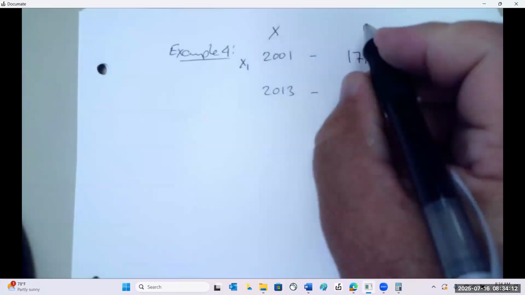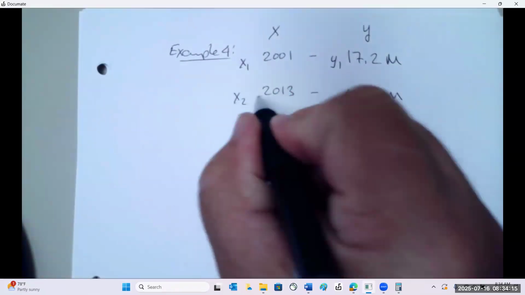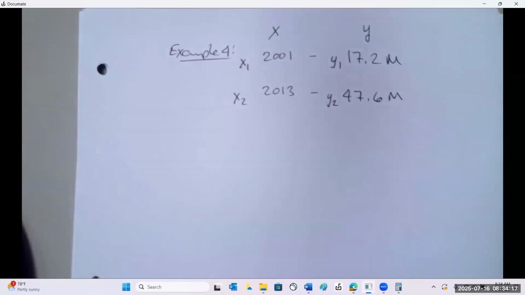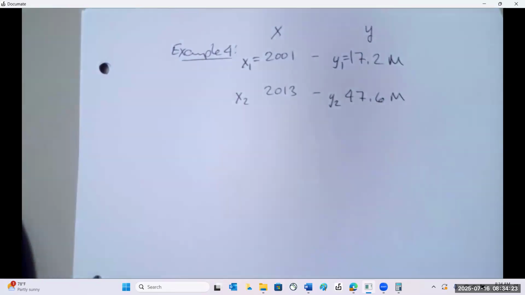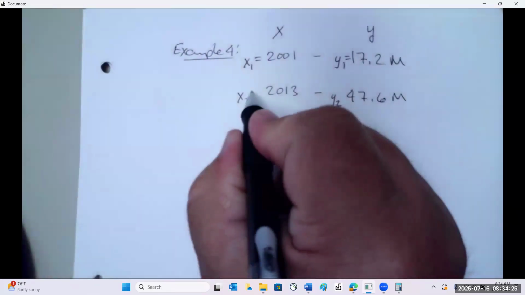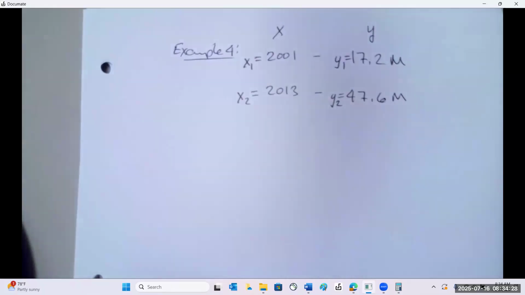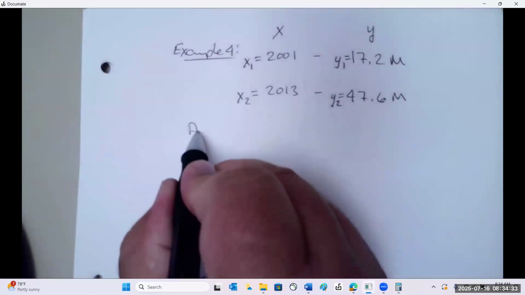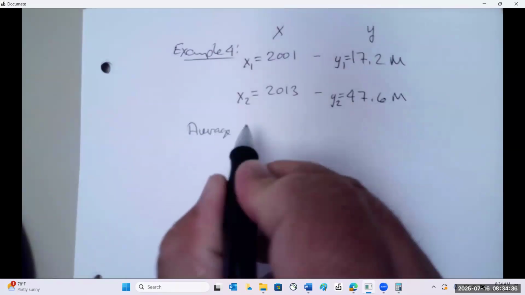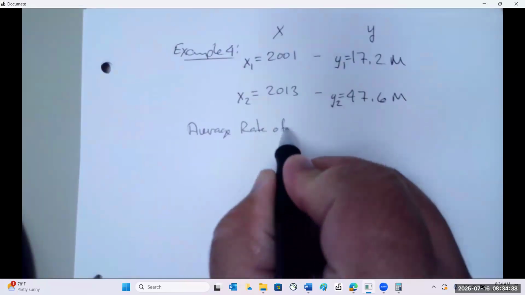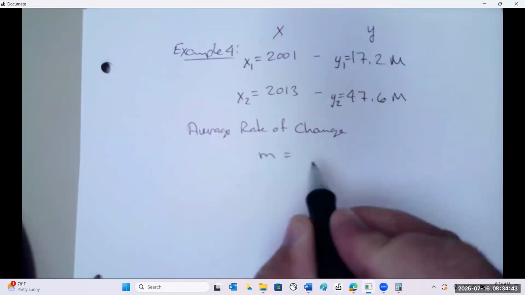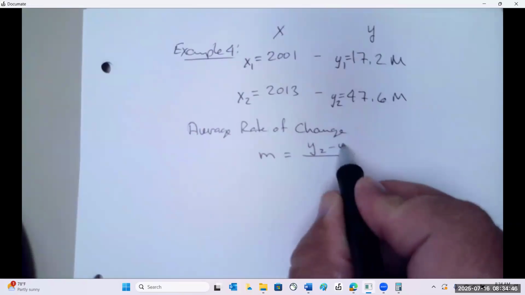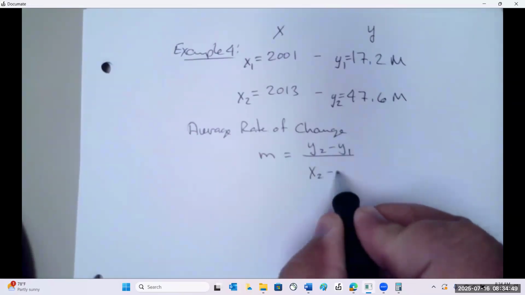Here we have x1, y1, x2, y2. Because our first time period, 2001, corresponds to 17.2. Our second time period corresponds to 47.6. So the average rate of change is nothing more than the slope. So our slope formula is y2 minus y1 over x2 minus x1.